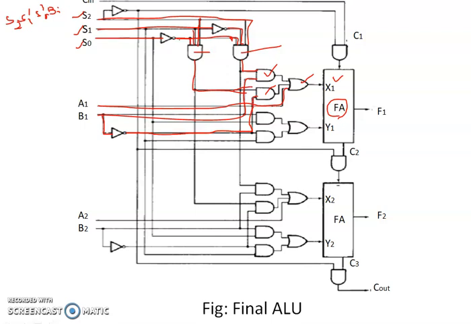Okay, so this is the arrangement of the input variable xi. The same replica will be managed for other full adders also. Next is yi. So for yi, what happens?